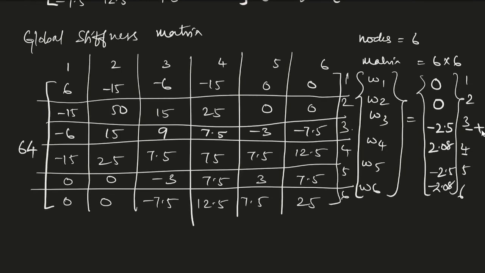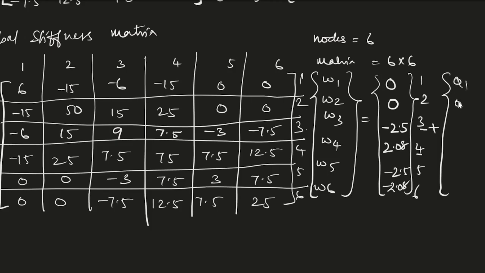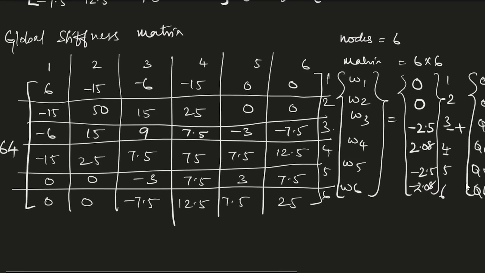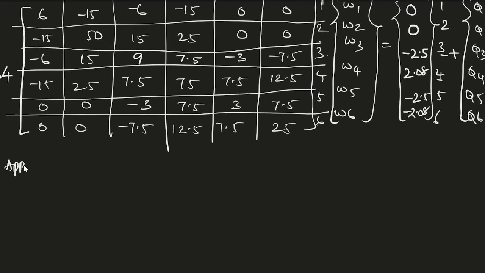Okay, so this plus Q1, Q2, Q3, Q4, Q5, and the last one is Q6. Okay, so these are the values we have to plot now. So if you see, we can apply the boundary condition. We have framed the matrix equation. Now apply the boundary condition.